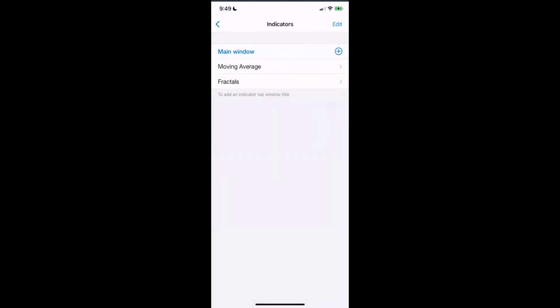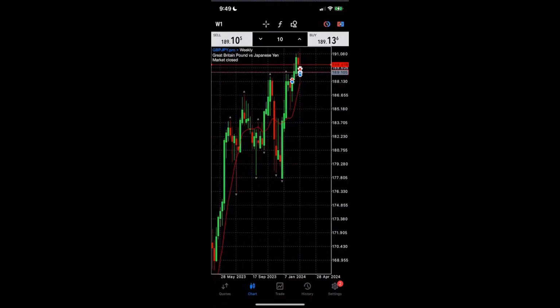When you do that, it's going to start adding fractals into your charts as the chart plays out. I don't know if it's going to do it automatically. If you're pulling up a chart, you can pull up any chart if you want, or you can just pull up this chart, GBP JPY. Let me cover that real quick.